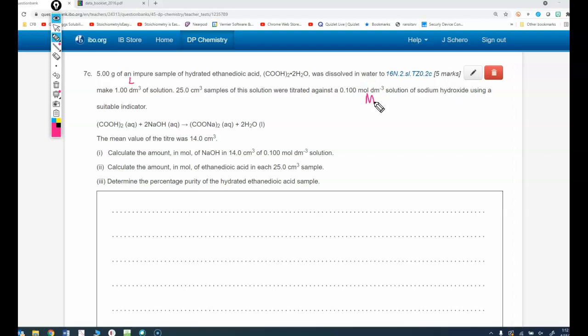There's the equation. It then gives you that the mean value of the titer was 14. This is going to be the volume at the equivalence point. That's what the mean value of titer means: they've done several trials and found the average value of the volume at the equivalence point. First, it wants us to calculate the amount in moles of NaOH that is needed. So let's do that. Moles will be equal to molarity times liters.